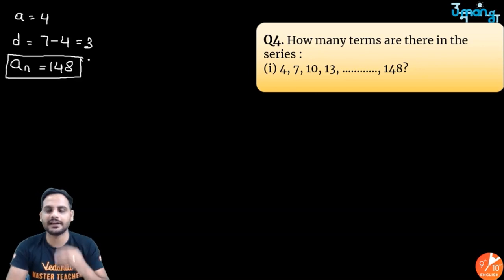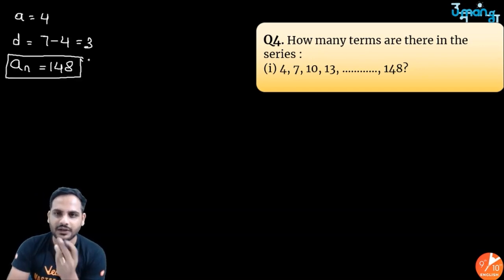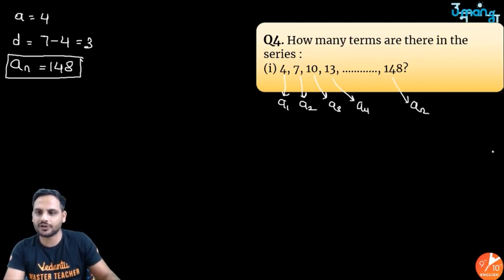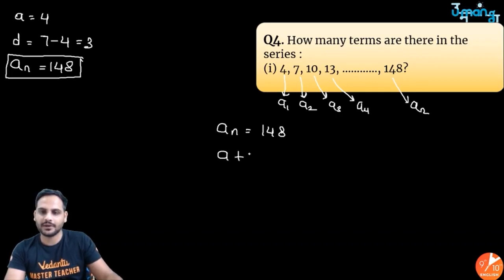So I need to find out how many terms I have. I got to know a1 is 4, a2 is 7, a3 is 10, a4 is 13. So in this way, this will be at what place? So I need to find out n. Right. So solve it for an equal to 148. So an is a plus n minus 1 into d, which is 148. So a is 4 plus n minus 1 into d, which is 3, is equal to 148.